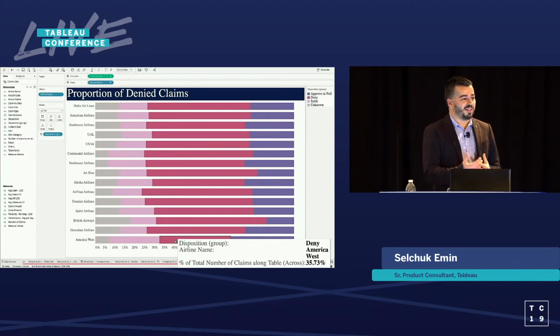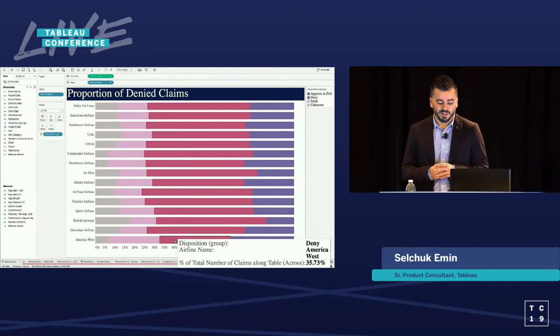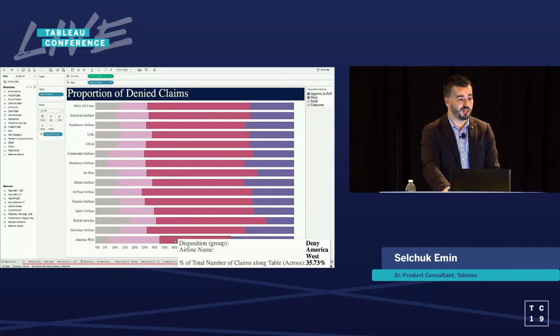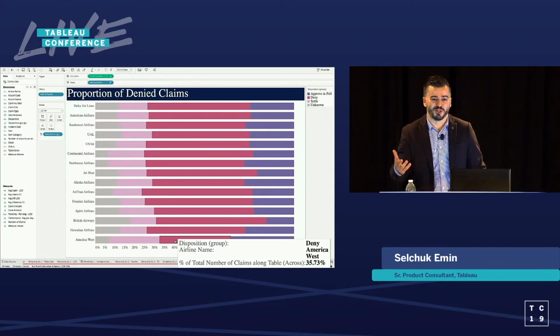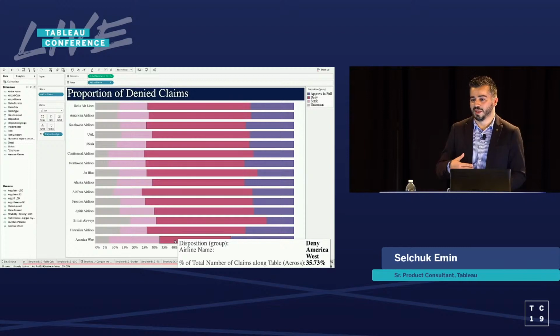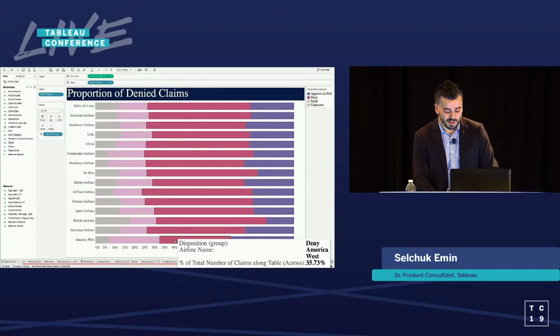The next thing that I want to do is, everything is fine with this calculation. It did exactly what we want. But then I have a next question now. Can I sort these airlines based on the percent of denied claims, so that I can see which are the worst and which are the best in approving claims?